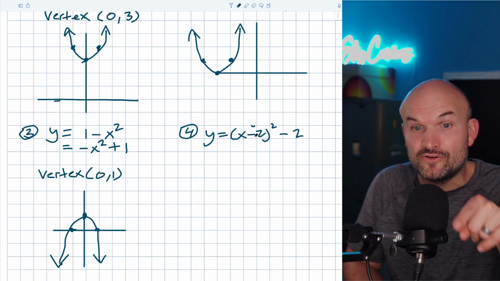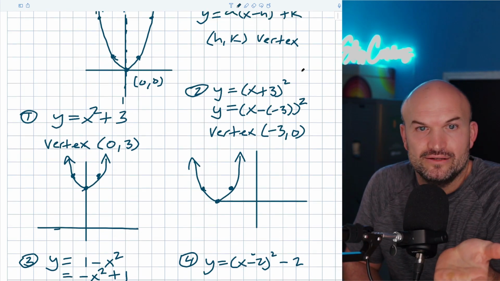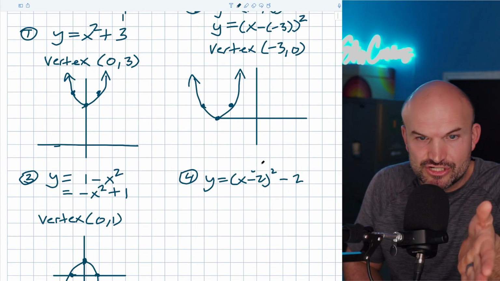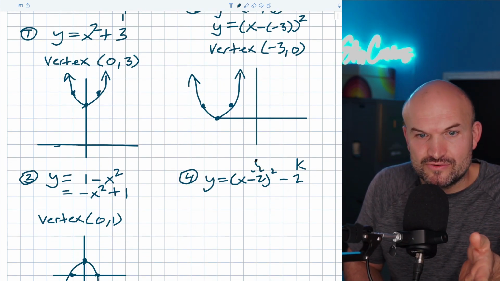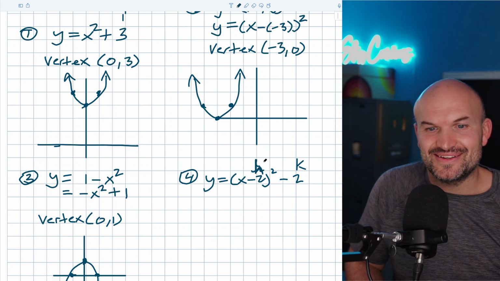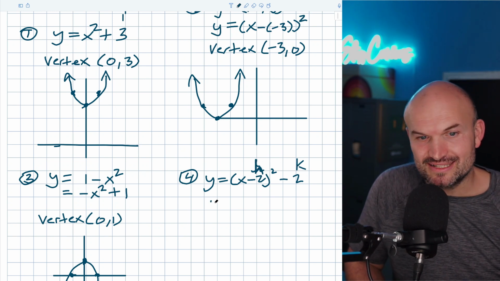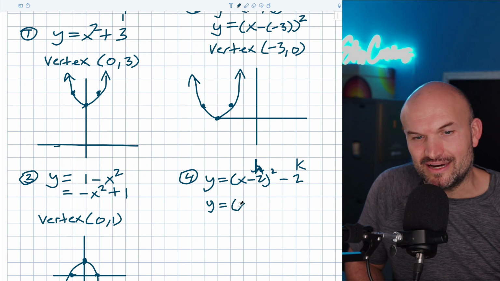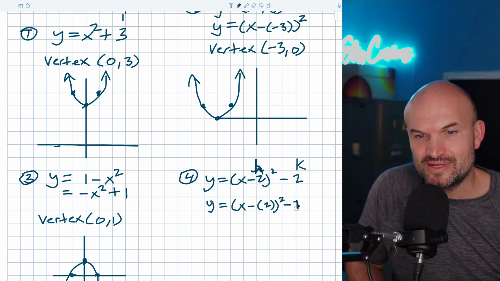Now, this is already in vertex form, right? We just don't have an a. You could say a is equal to 1, but we have an h and we have a k. So there's my h and there's my k. So my vertex, and this sometimes gets confusing for students, I always like to do this so we can see it.